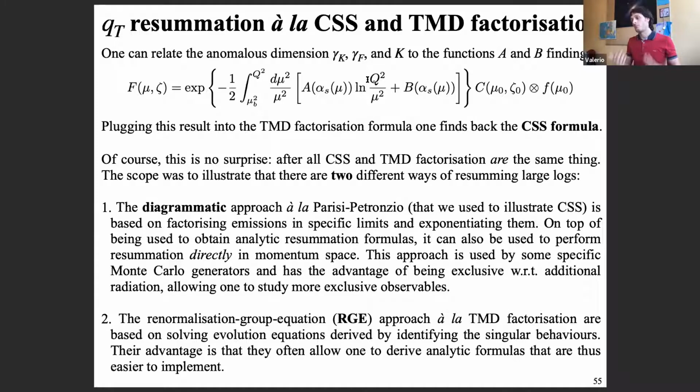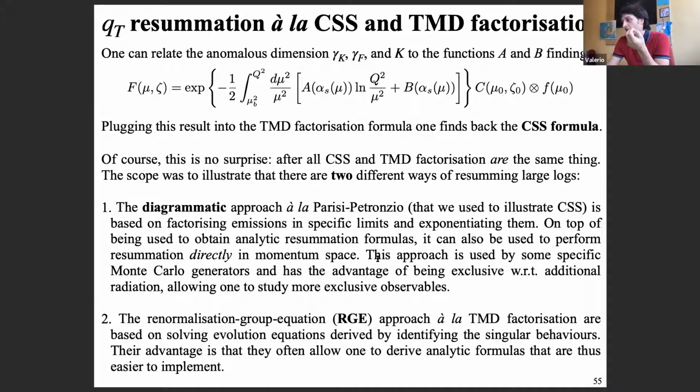The first one is a diagrammatic approach, which is the one that Parisi and Petronzio took long ago. So what you do, you really factorize single emission at the level of single diagrams, then you prove that these emissions in some limit exponentiate, so you can really resum them all to all orders, and then you can use this approach to prove that any number of emissions factorize. This approach can be used directly as is in momentum space without the need to go into the impact parameter space, even though in momentum space the factorization and exponentiation is not apparent.